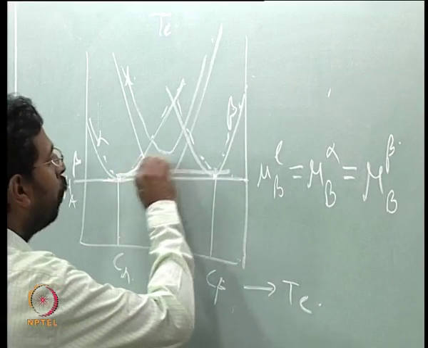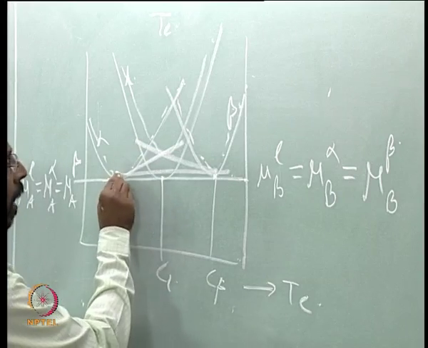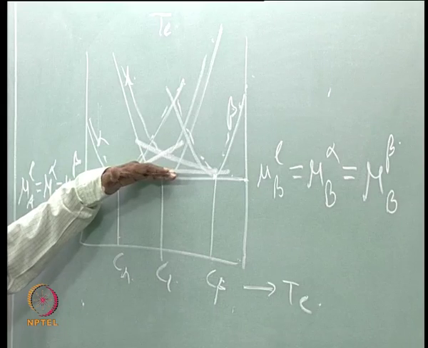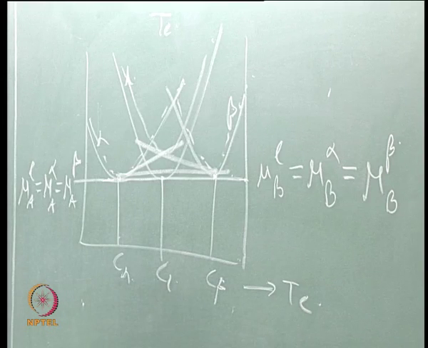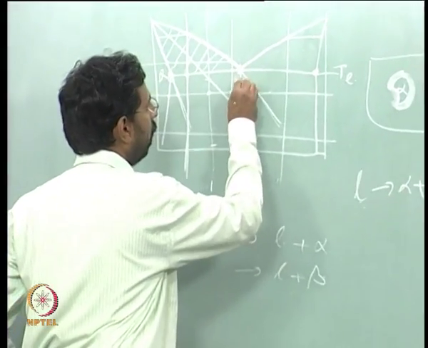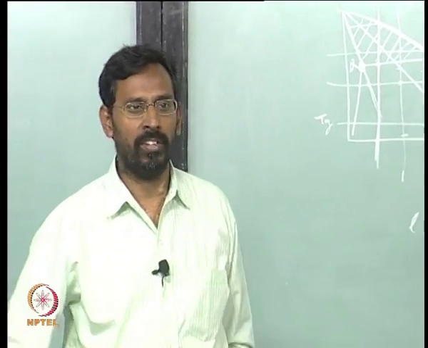The alpha to liquid will be like this, the beta to liquid will be like this, and alpha to beta will be like this. And because the alpha beta common tangent is below that of the other two, we say that alpha beta is the most stable state. That is why when I come to a lower temperature below this, it is alpha and beta which is stable, and that is what you will see.